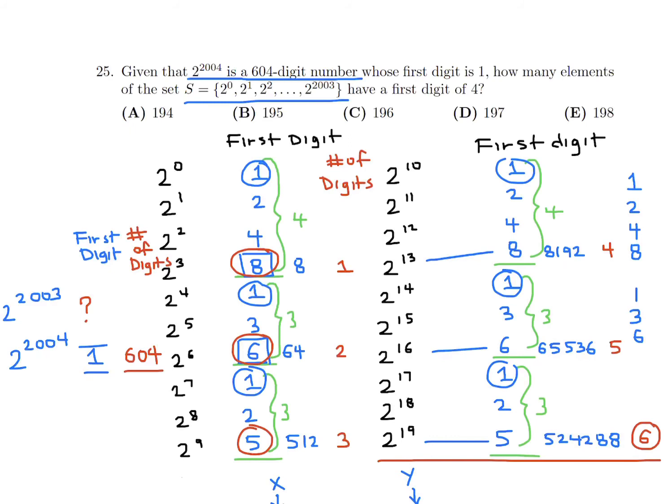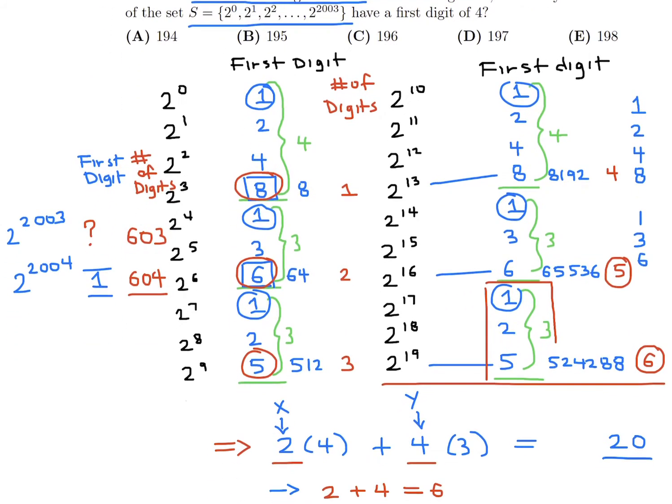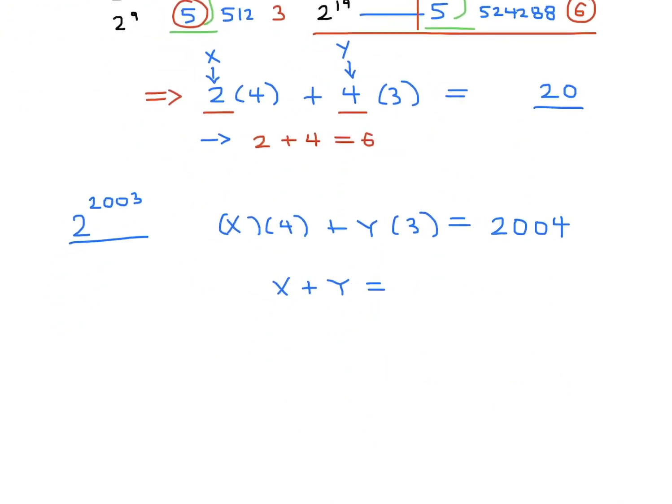Well, remember, let's look at this one here. This subset, these guys had 6 digits, right? For their numbers. The next subset before it, the number had 5 digits. So it's 1 less. So this has 603 digits. Okay? So I wanted to take that slow there. 2 to the power of 2003 has 603 digits.